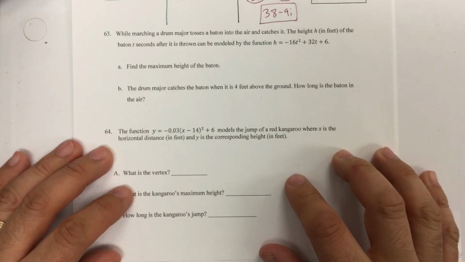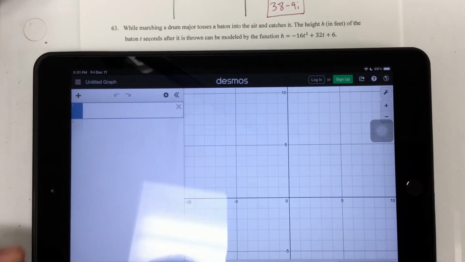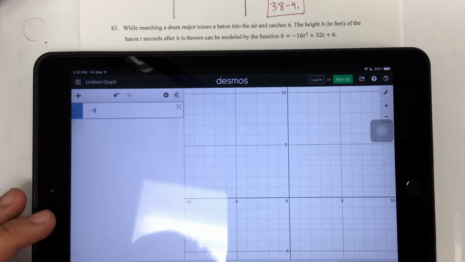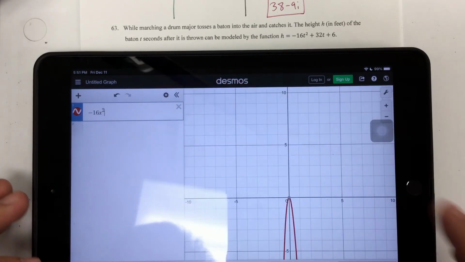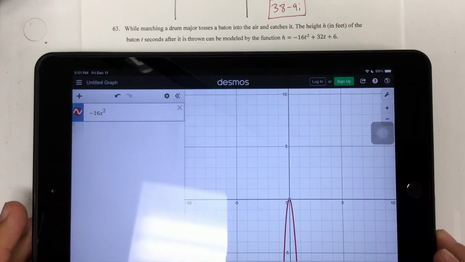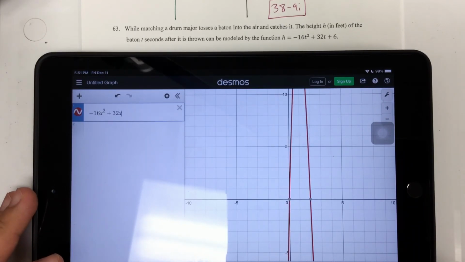So here, I'm just going to work this out in Desmos, a graphing calculator. So I'm going to first type this equation in. So I'm going to use x instead of t. So -16x squared plus 32x, and then plus 6.